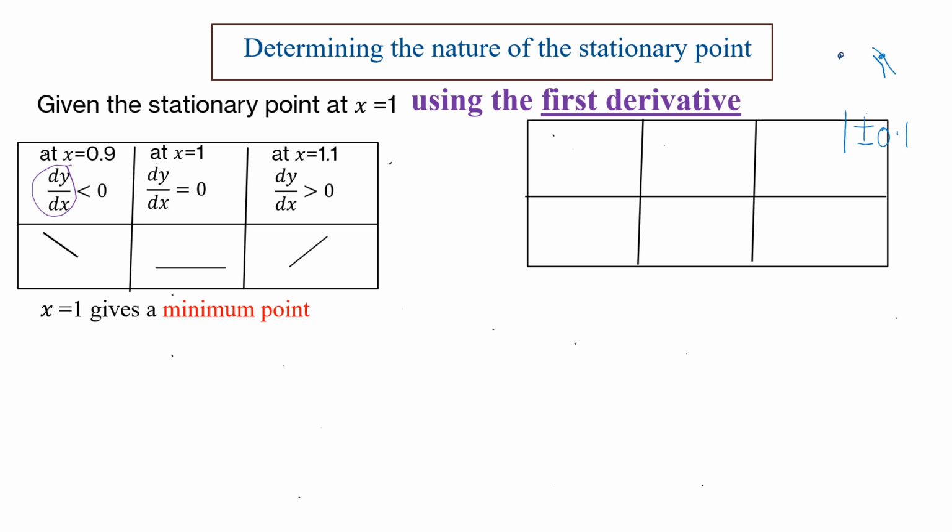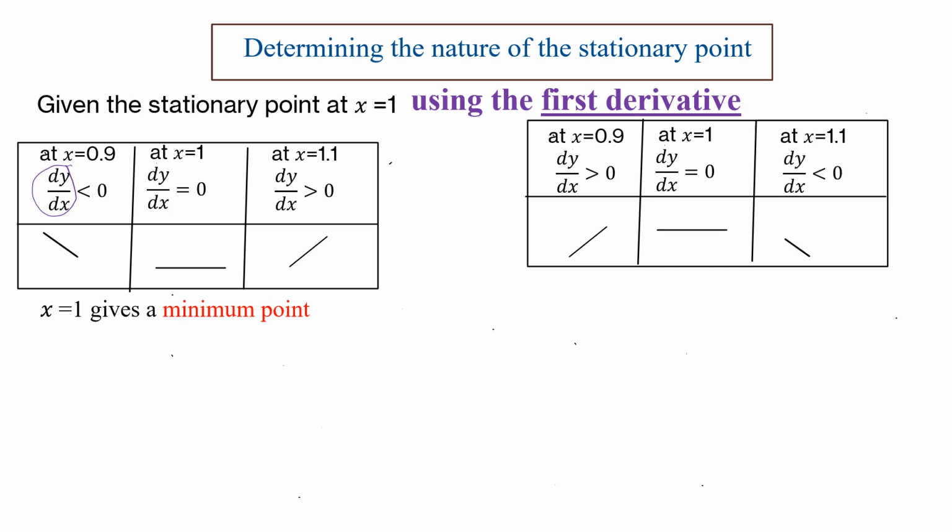So we use a similar concept. We let x equals 0.9, and if you find that the gradient function, whatever dy dx you have, is a positive value, this is how your tangent line will look. And of course, x equals 1 is where you get your dy dx equals 0, the horizontal line. And then if you join them up, you will get a maximum point.